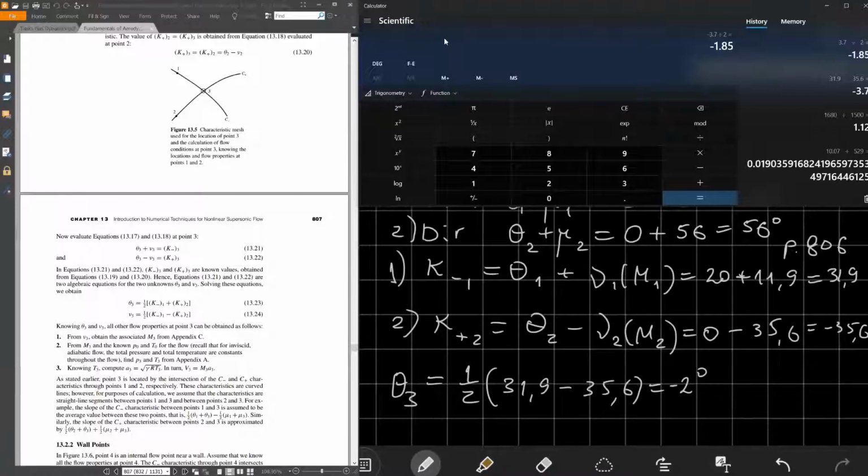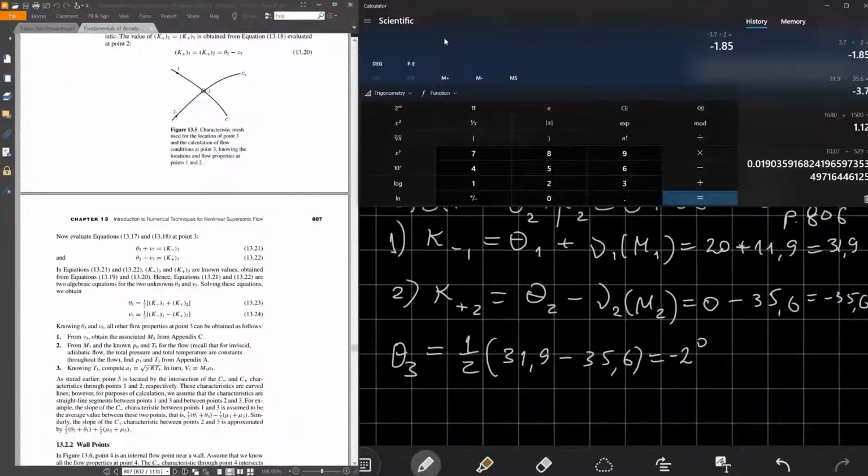So the flow is going a bit down. Strange. I thought it should go up. I think probably there is some kind of sign error to find this value, because it should go up. It cannot go down if at point 1 flow goes up and at point 2 flow goes horizontally, so flow should continue to go up. So there is some kind of sign problem, or problem of definition of Prandtl-Meyer function. We can check it again.